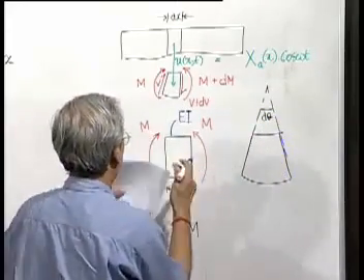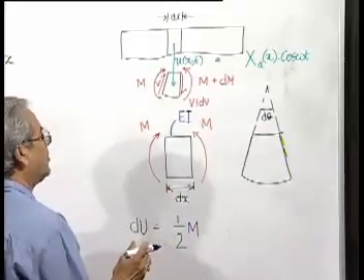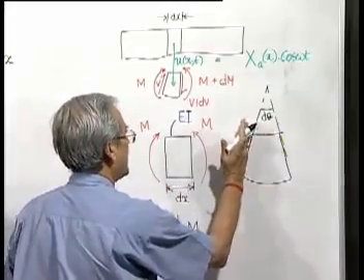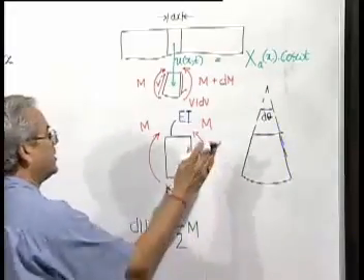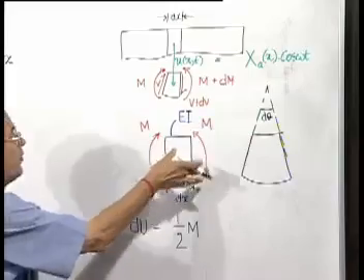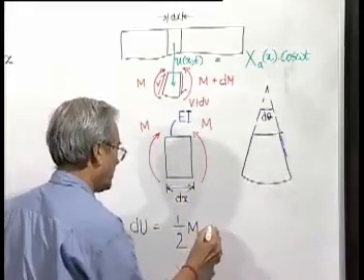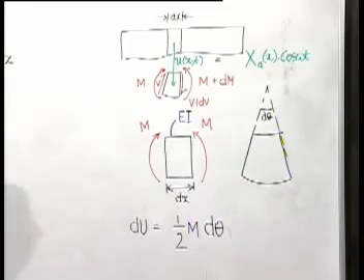So, if we fix one end, then the other end is going to rotate by an amount d theta. If we try to rotate the other end, the total amount of angular rotation of the end where we are applying the moment is d theta. Therefore, it will be half M d theta. Because it is a gradually applied moment, the total work done by this moment will be half into M into d theta.